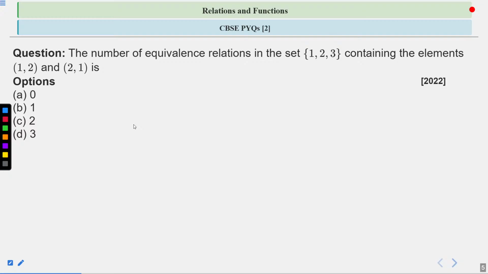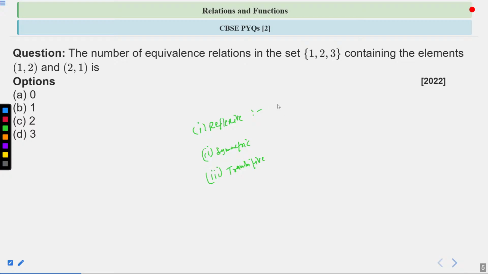So what is an equivalence relation? What are the conditions of equivalence relations? The relation must be reflexive, symmetric and transitive. All three conditions must be satisfied for a relation to become an equivalence relation, right?